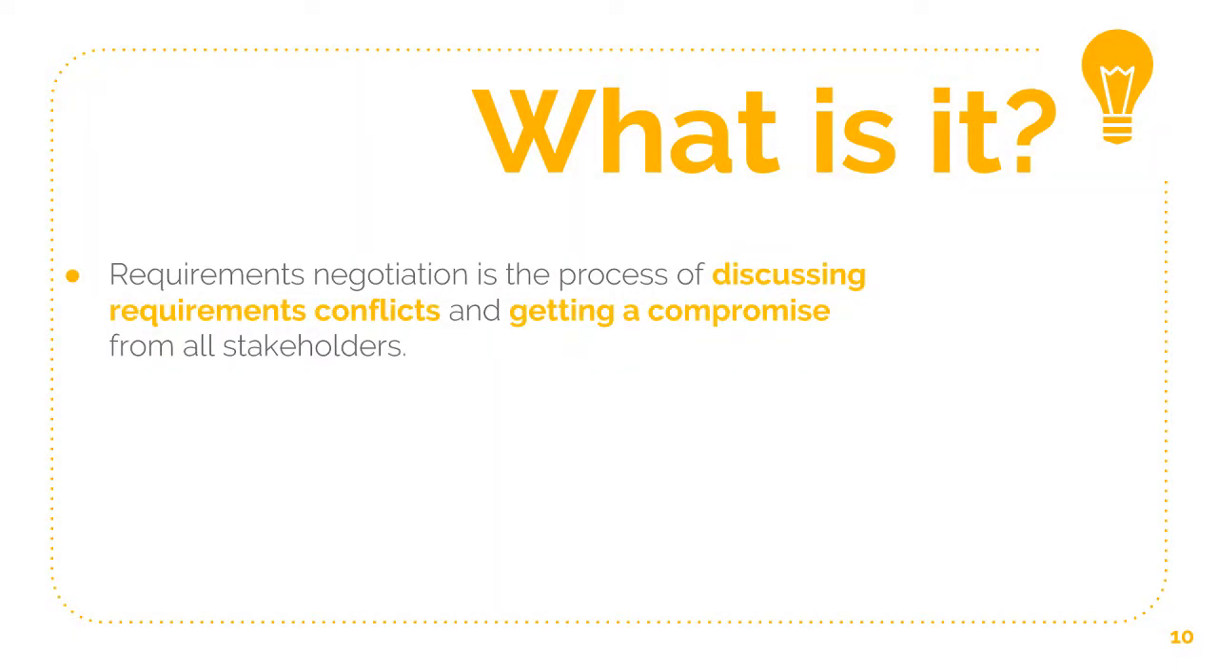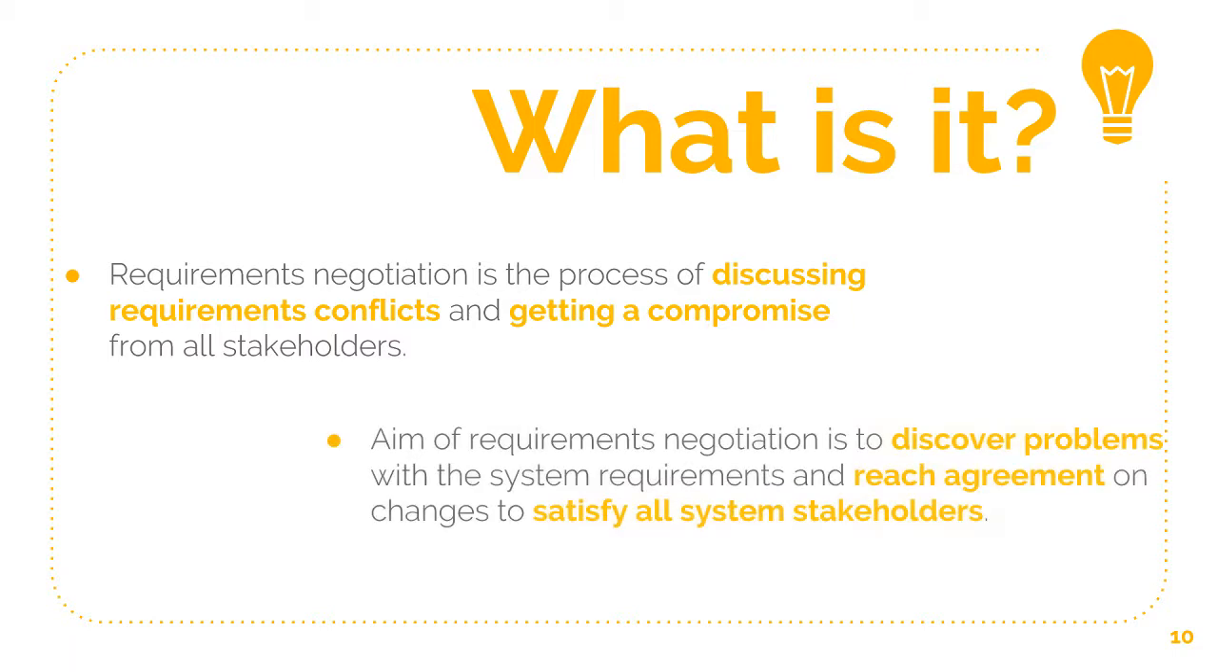Requirements negotiation is the process of discussing requirements, conflicts, and getting a compromise from all stakeholders, meaning that all stakeholders have to be part of the negotiation in order to agree on more stable requirements. The aim of requirements negotiation is to discover problems with the system requirements and reach agreement on changes to satisfy all system stakeholders.